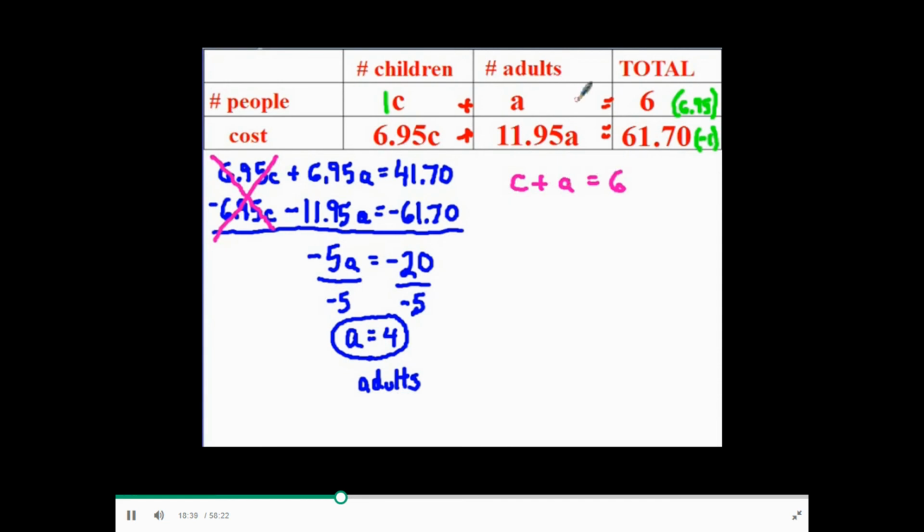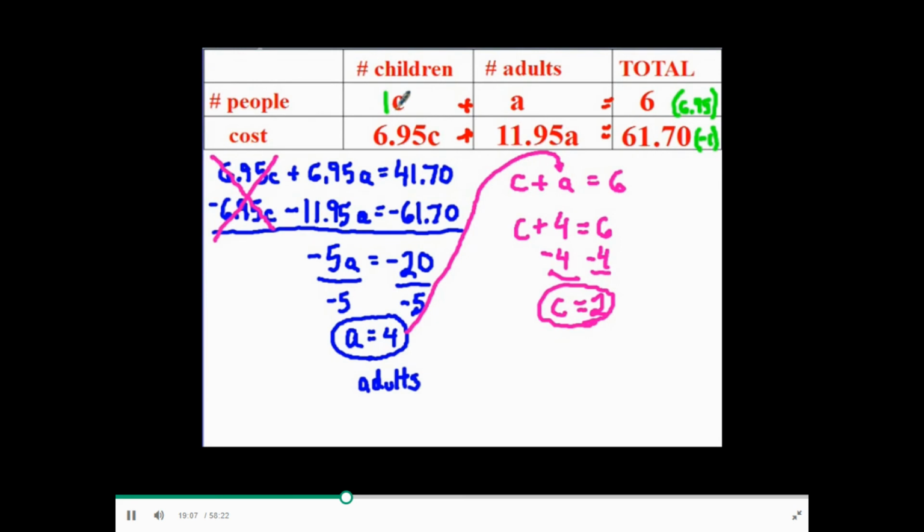So I put C plus A equals 6, and now I'm going to substitute up here. Instead of A, I'm going to put the number 4 for the number of adults. And this is one that you probably could have done in your head, but we're going to write it all out. We subtract 4 from both sides, and we get that C equals 2. As always, we have to figure out what this 2 means, so we go back up to our chart. C means the number of people who are children. So in this case, we have 2 children.